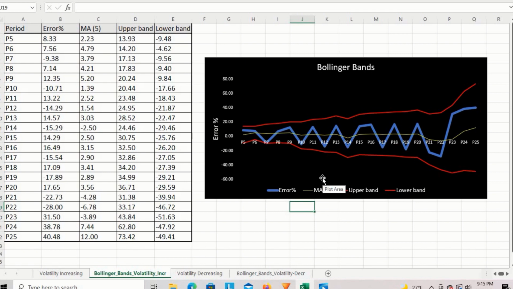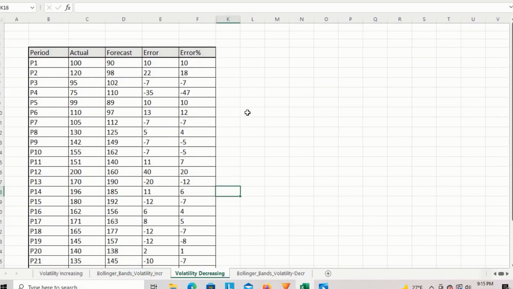So once you show this data in your PSYOP calls, your management will understand what's going on. And even if the forecast accuracy is good but volatility is bad, that will be causing either material excess or shortages when you send these kind of forecasts to your material folks. Okay. On the other hand, let's take a look at another example where volatility is decreasing.